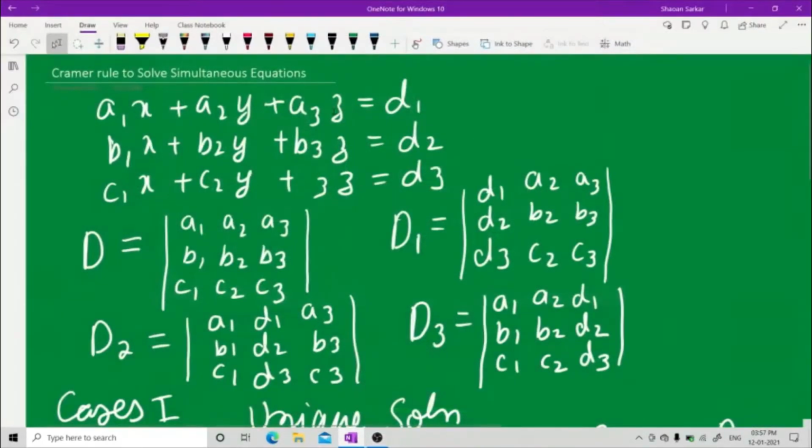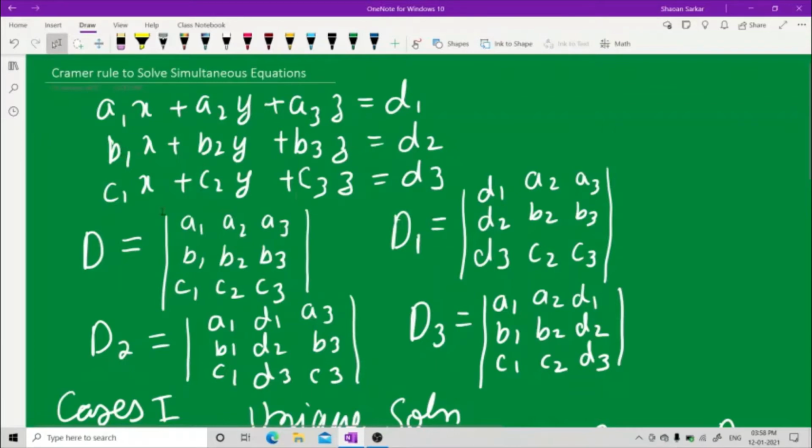We will start with Cramer's rule and its application to solve simultaneous equations. The first equation is a1x plus a2y plus a3z equal to d1. b1x plus b2y plus b3z is equal to d2. And c1x plus c2y plus c3z, this is c3, sorry, equal to d3.